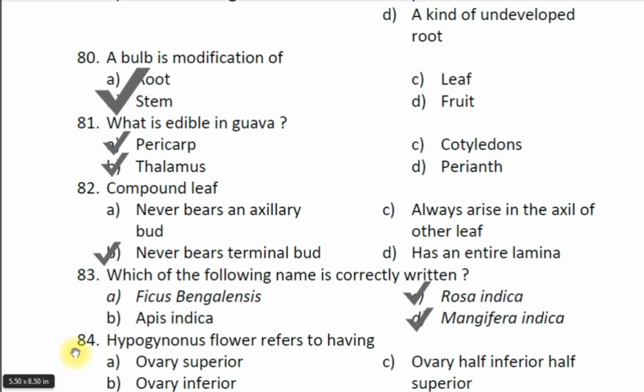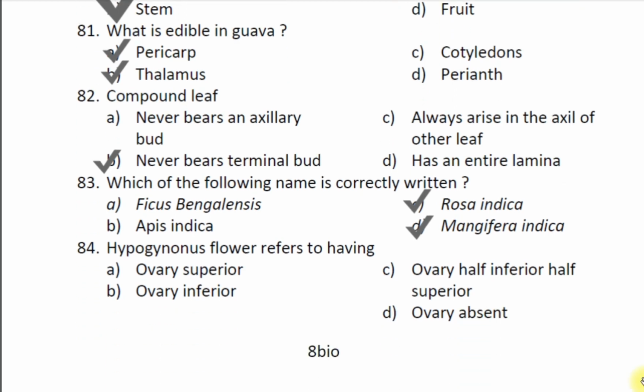Now next question, number 84. Hypogynous flower refers to having A. ovary superior, B. ovary inferior, C. ovary half inferior, half superior, and D. ovary absent. In this case, option A, the ovary superior, is correct. In a superior ovary, the remaining floral organs arise from below the point of origin of the carpel. So that is the meaning of ovary superior.